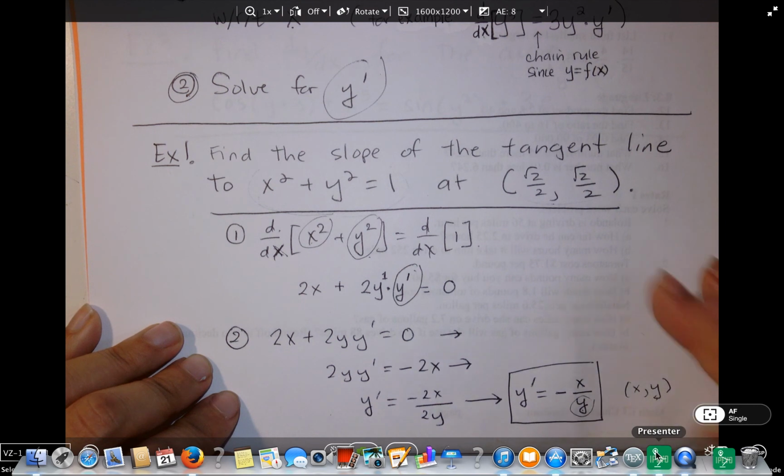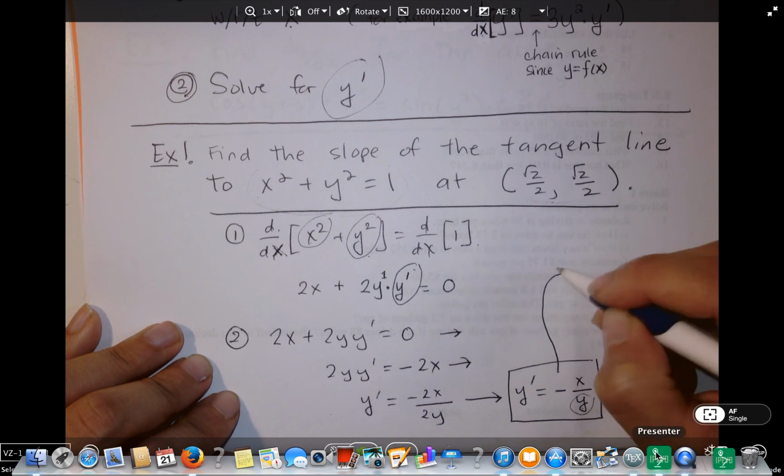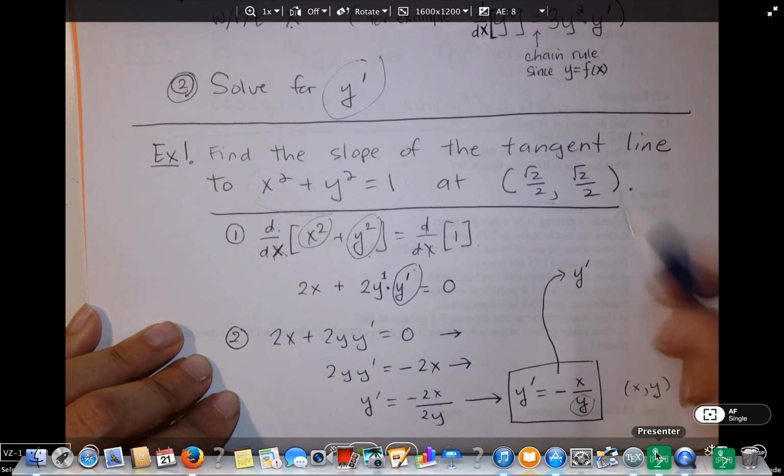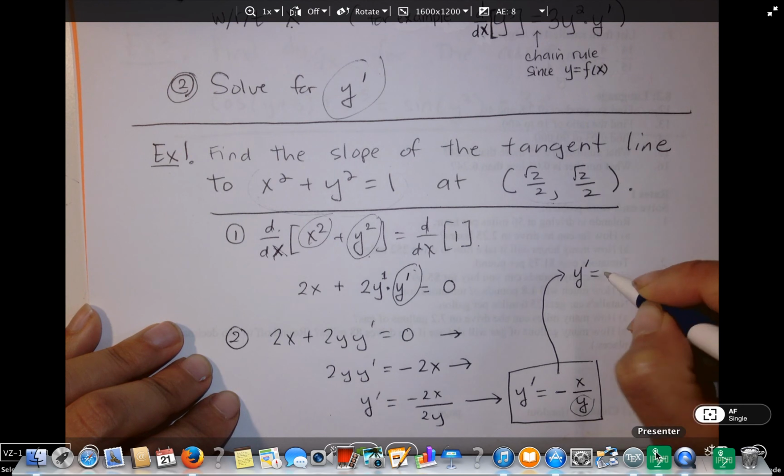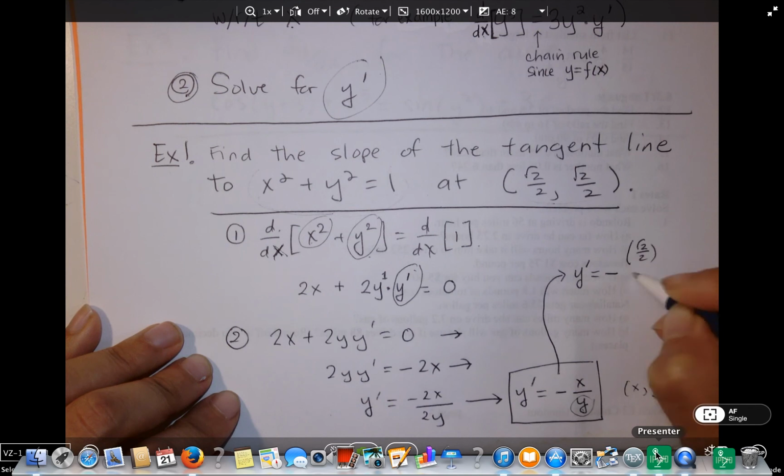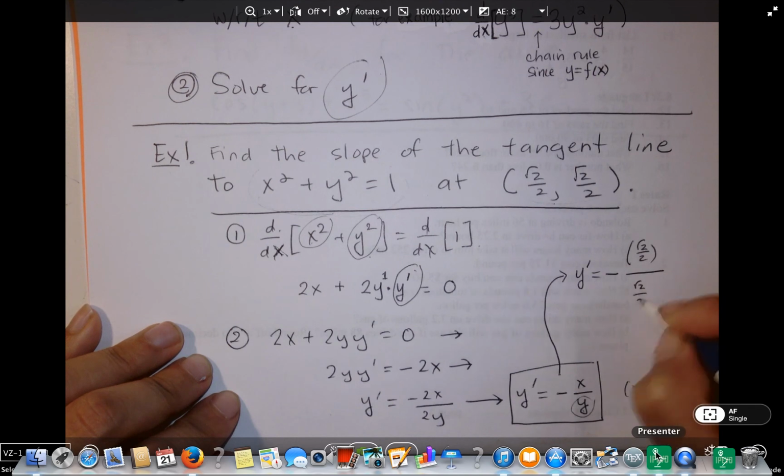So in the example at the top, if I want to know the slope at root 2 over 2 comma root 2 over 2, it's going to be equal to negative root 2 over 2 divided by root 2 over 2, which is just -1, as we predicted from the image.